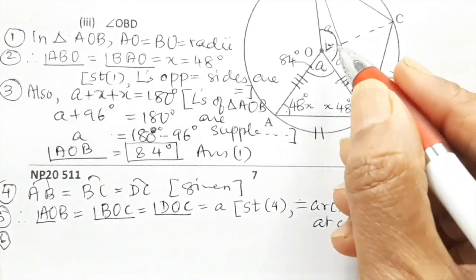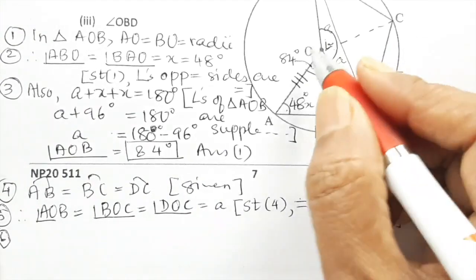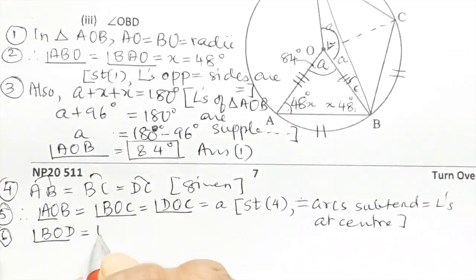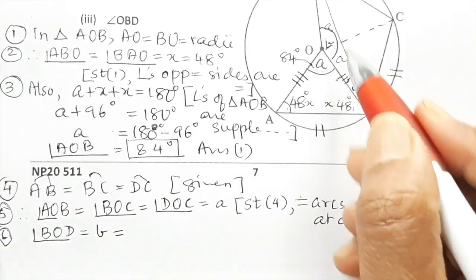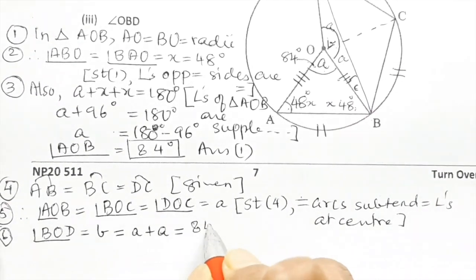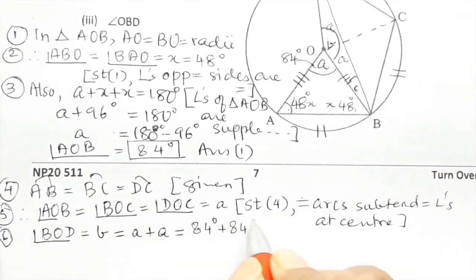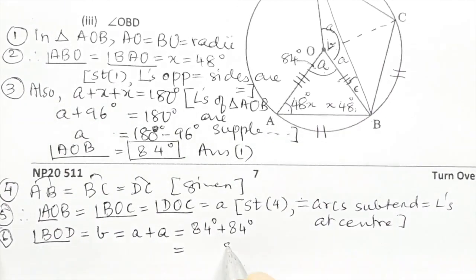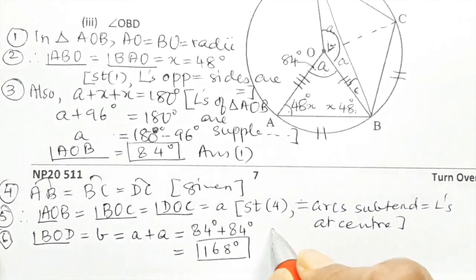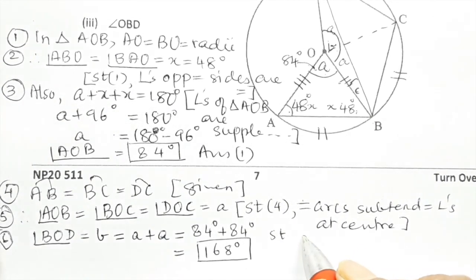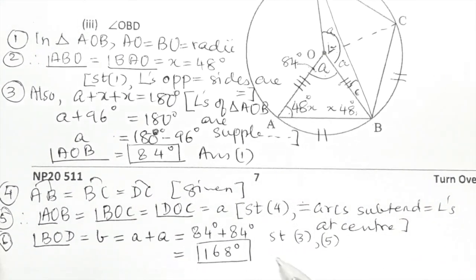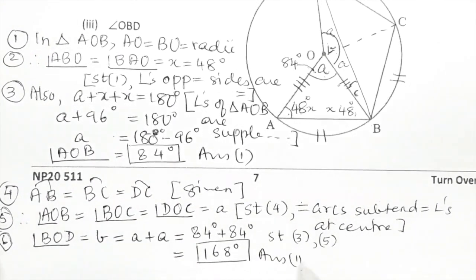Statement number 6, we have to find this b, that is angle BOD. So angle BOD, which is equal to small b, is equal to a plus a. Can you see that? Which is equal to 84 plus 84, which is equal to 168 degrees. Here we have used statement 3 and statement 5. That's how we got this 168. This is our answer 2.